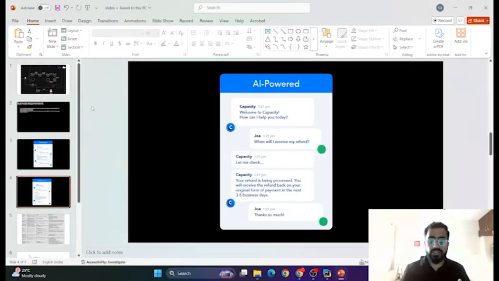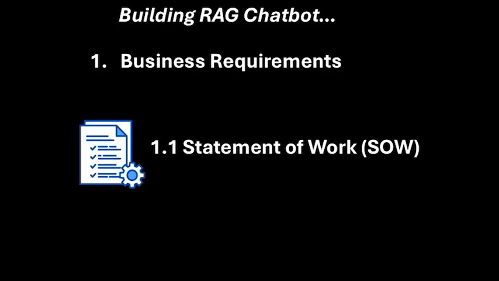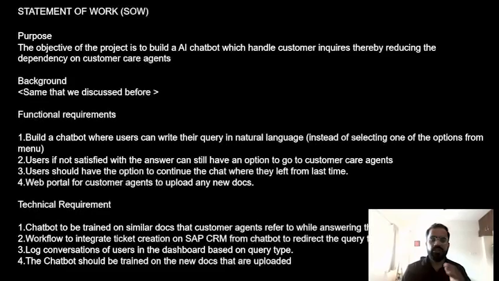Now that you have understood the business requirement, let's understand the SOW, where we list down the functional and technical requirements, what we are going to develop, the architecture diagram of our solution, and the deliverables. So let's discuss the statement of work. First, we define the purpose, where our objective is to build an AI chatbot which can handle customer queries, thereby reducing the dependency on customer care agents.